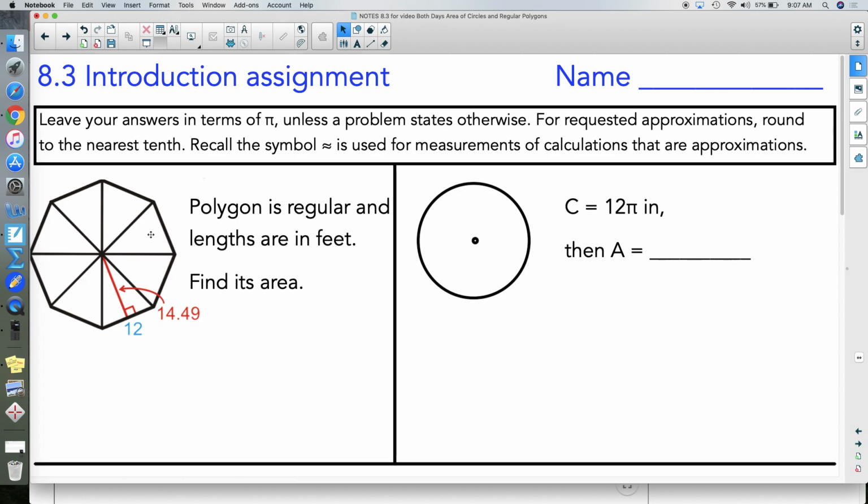So your task after you finish this is these 5 problems on your introduction assignment. Again, please watch for that extra piece that we're working on in knowing when to leave answers simplified and in terms of pi, which is all the time, unless an approximation is requested. And the way they're telling you on this sheet is that the approximately equals symbol would be used.